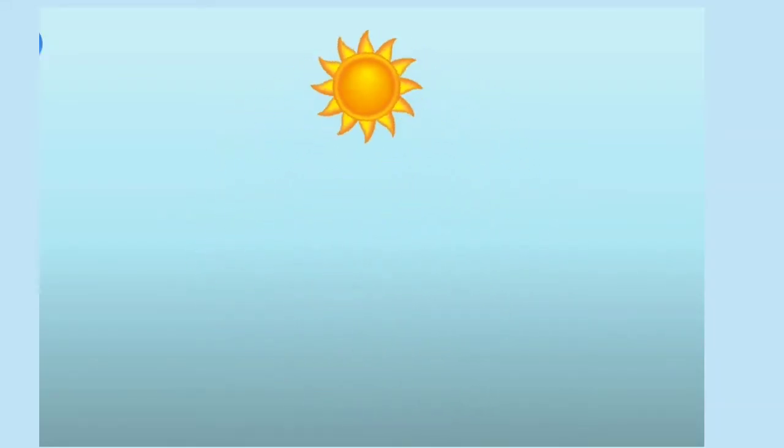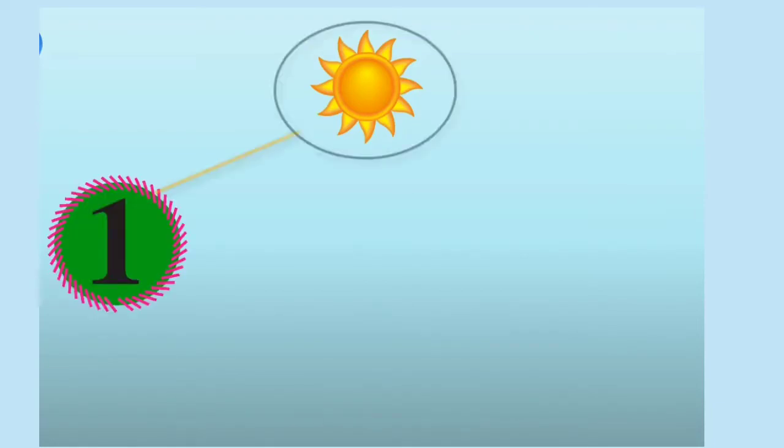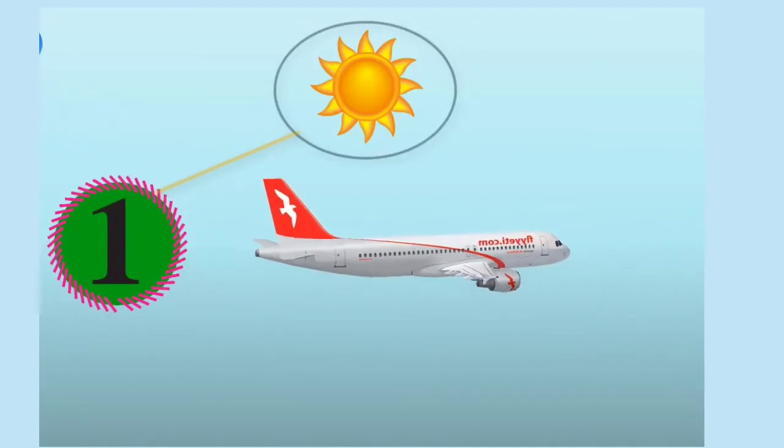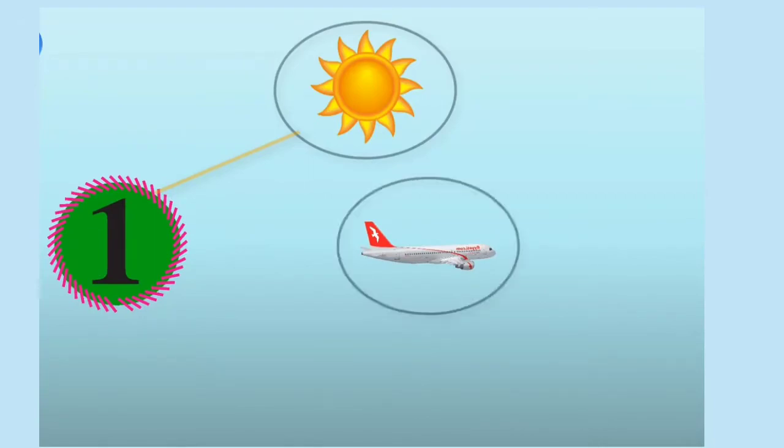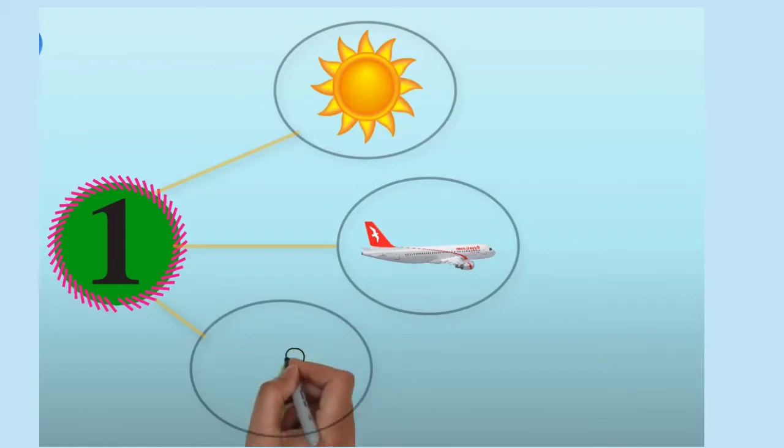What is this? This is a sun. Very good. And how many sun are there? 1. Very good. And what is this? This is an aeroplane. Very good. And how many aeroplanes are there? 1. Very good. Now you have to draw one object here.